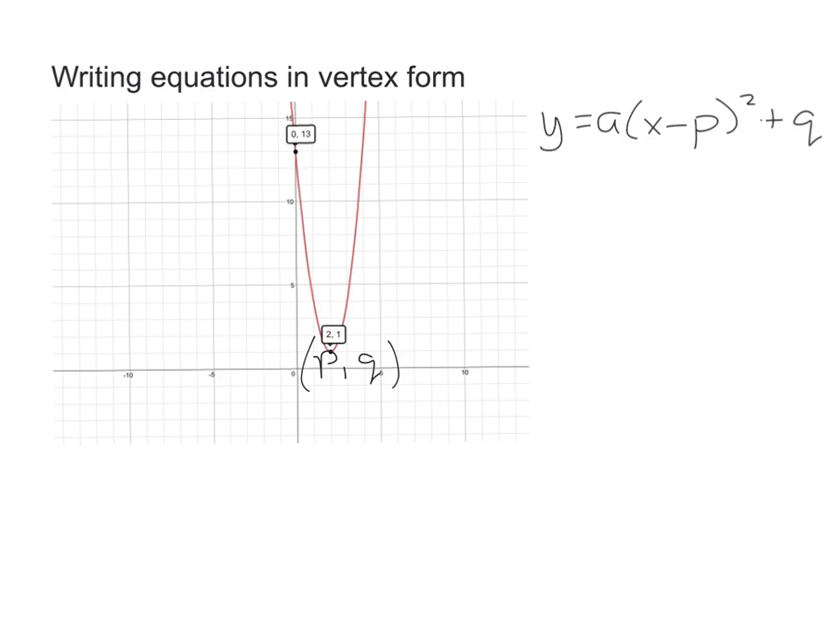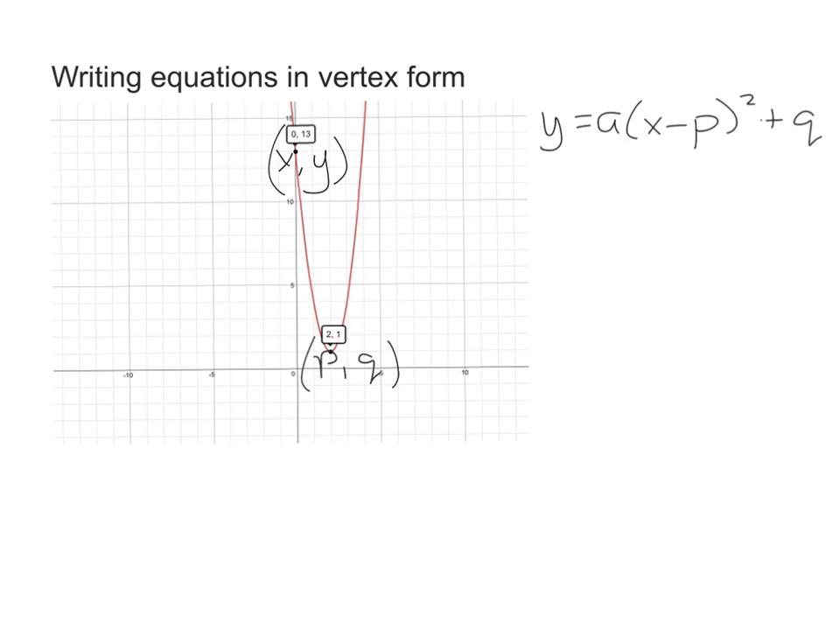So here's what we have with the graph. We have the point (p, q). We have this other point, (0, 13). We're going to use that. Where do you think that could fit into this equation? It's not the a value. Y and x, right. x is 0, y is 13. That's going to allow us to solve for a. So this is going to be x and y, and then we have p and q.